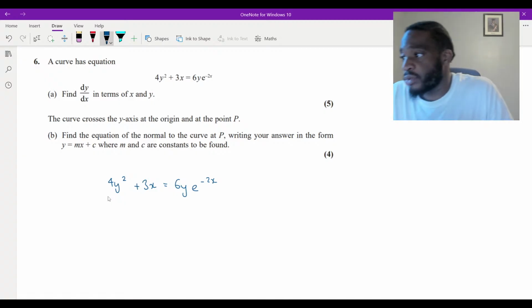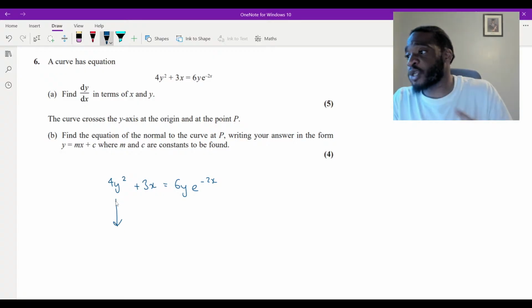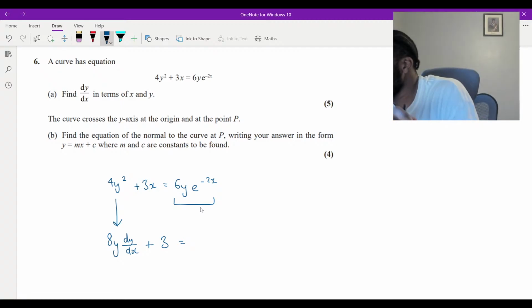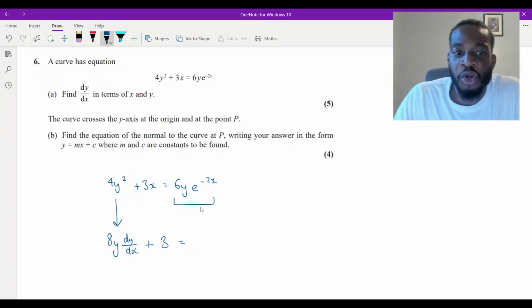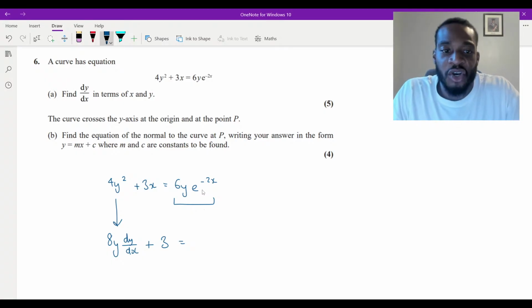Okay. Differentiating with respect to x, we differentiate 4y squared, normally 8y, and then we times by dy/dx. Remember, we're differentiating with respect to x. 3x will go to 3. And then how do I differentiate this, guys? You're going to do the product rule, aren't you? Yeah, so you're going to do the product rule.